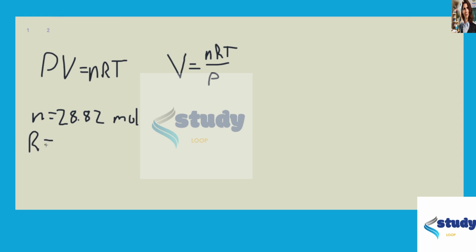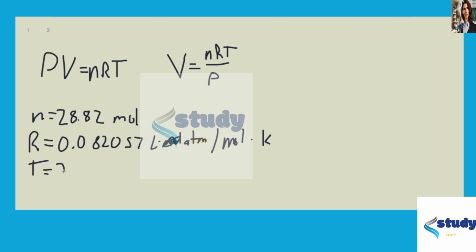Our R value is 0.082057 liter atmosphere per mole Kelvin. Then our T is given as 25 degrees Celsius, which we can add the conversion factor of 273.15 to, to get our temperature in Kelvin, 298.15 Kelvin. And then our pressure is given as 1.0 atmospheres.